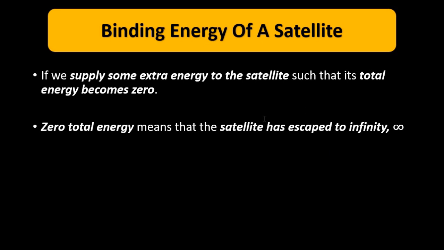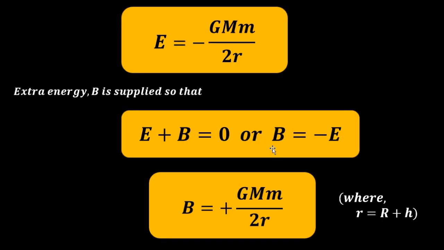The extra positive energy which is given to the satellite such that the total energy becomes 0. So the binding energy is basically the negative of the total energy. Total energy is minus GMm by 2r. Binding energy is equal in magnitude but opposite in sign. It is minus, it is plus. Magnitude, they are the same: plus GMm by 2r.